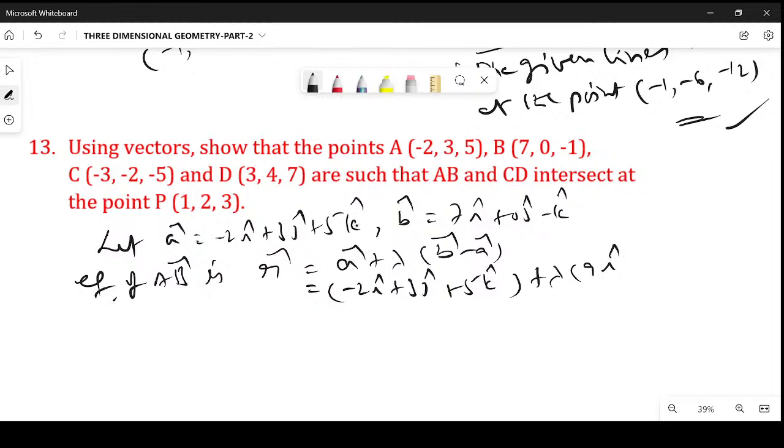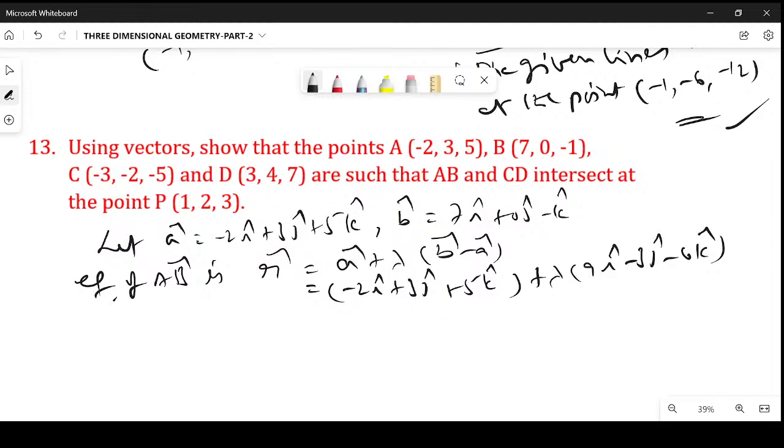9i cap, this one minus 3j cap, minus k cap and minus 5 minus 6k cap it comes. So this is the equation of AB bar. Equation of AB bar, and again, AB bar is r bar equal to this, like if you do the previous problem, same thing.